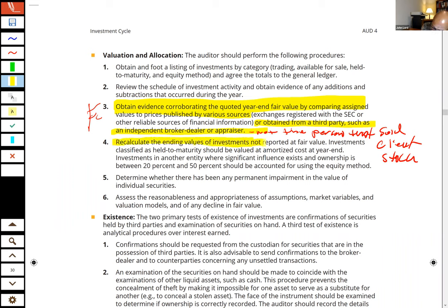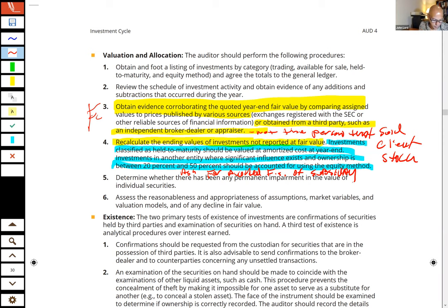Recalculate values of investments not reported at fair value. And for example, if we're using the equity method, then the amount that we're showing as that investment is going to be based on the financial performance of the subsidiary. And so the best thing to do is ask for audited financial statements of the subsidiary. Then you can sit there and you can look at, well, their net income was $100,000. My client holds 30% of that stock. They have to use the equity method. So they should be showing investment income of $30,000, right?